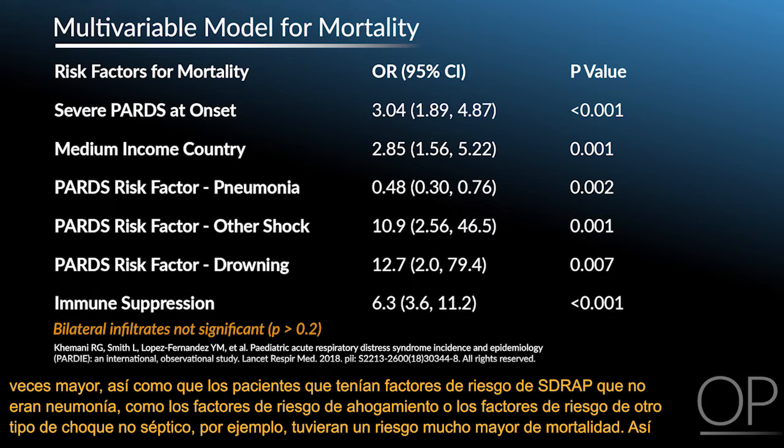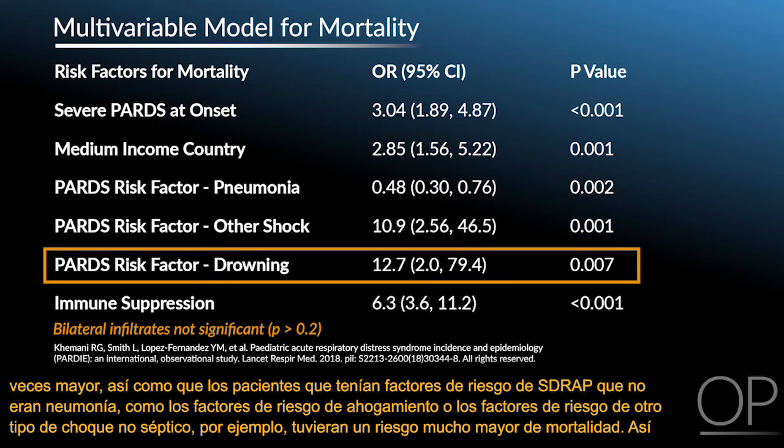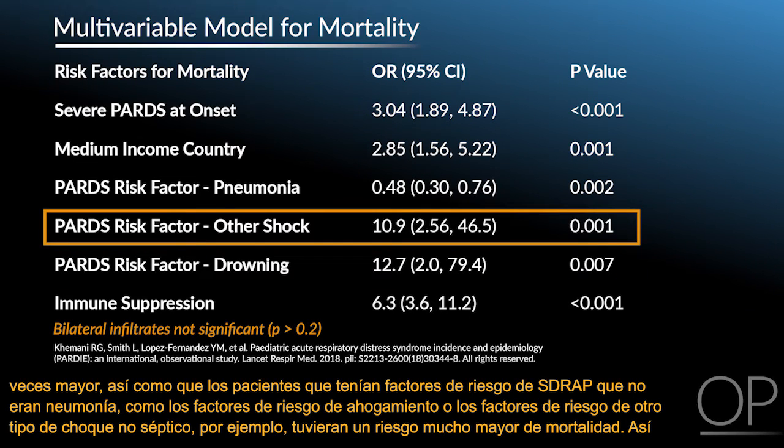Not surprisingly, patients that were immunosuppressed had a roughly 6-fold higher risk of mortality, as well as patients that had PARDS risk factors that were not pneumonia, like risk factors of drowning or risk factors of other non-septic shock, as an example, had a much higher risk of mortality.